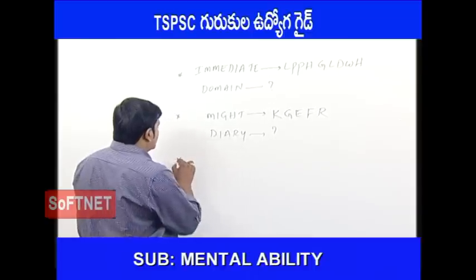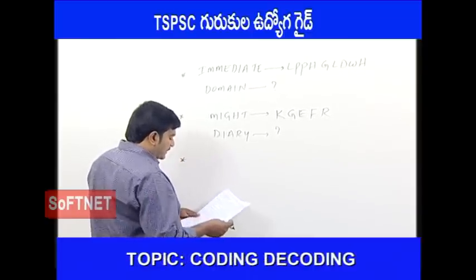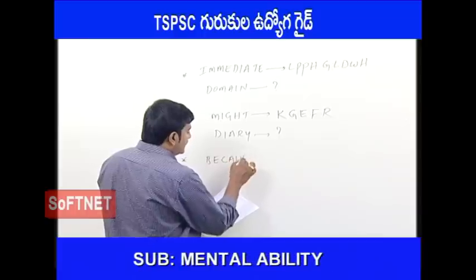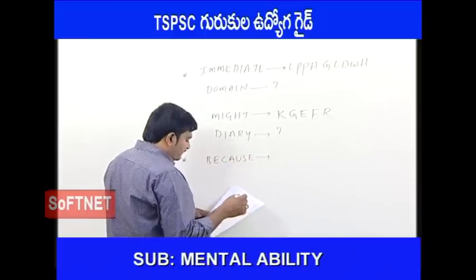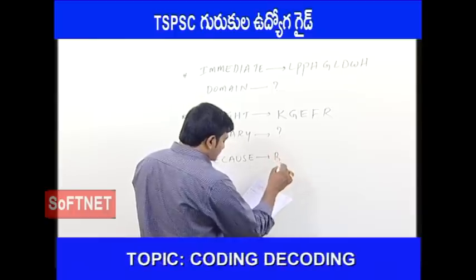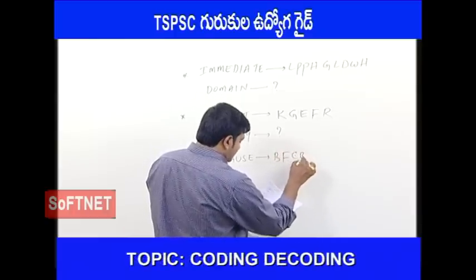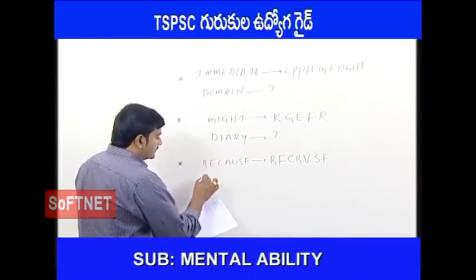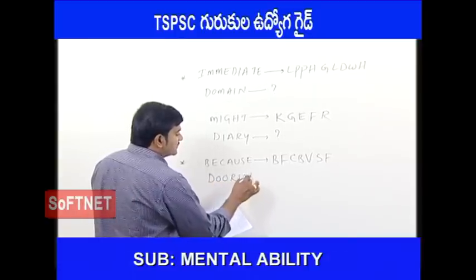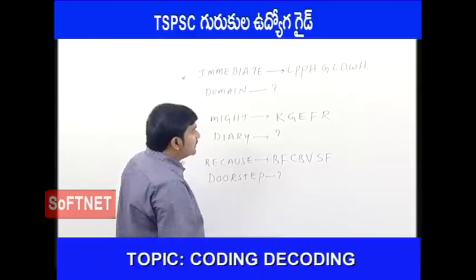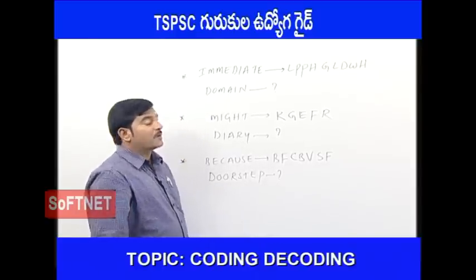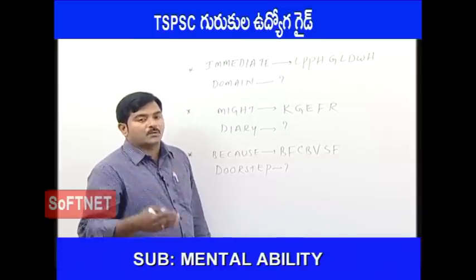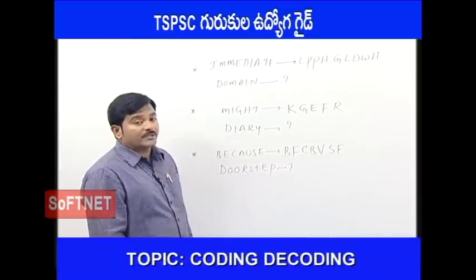Okay, so we can take one more question, and the next question is: in a certain code language, BECAUSE is written as BFCBVSF. Then what is the code for the word DOORSTEP? Okay, so now we will discuss these 3 different models. All these are examples of letter coding. One letter has another letter as its code, so we are taking them as examples of letter coding.